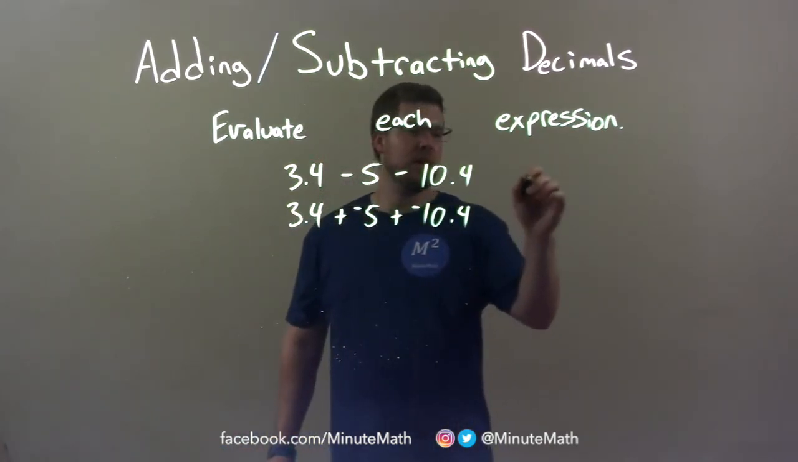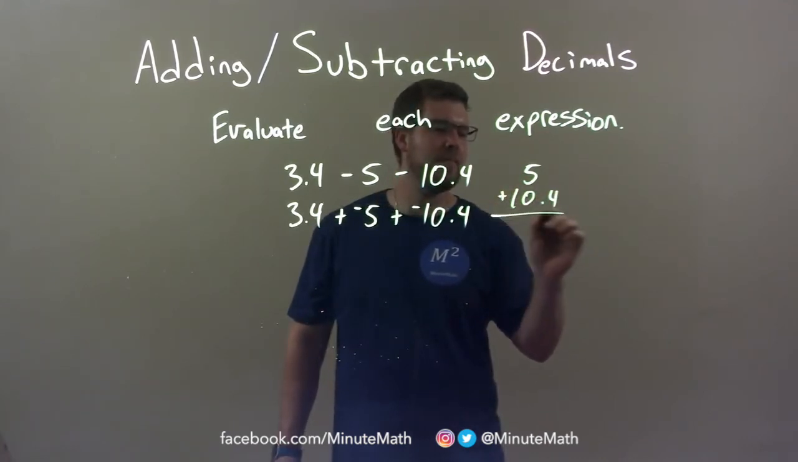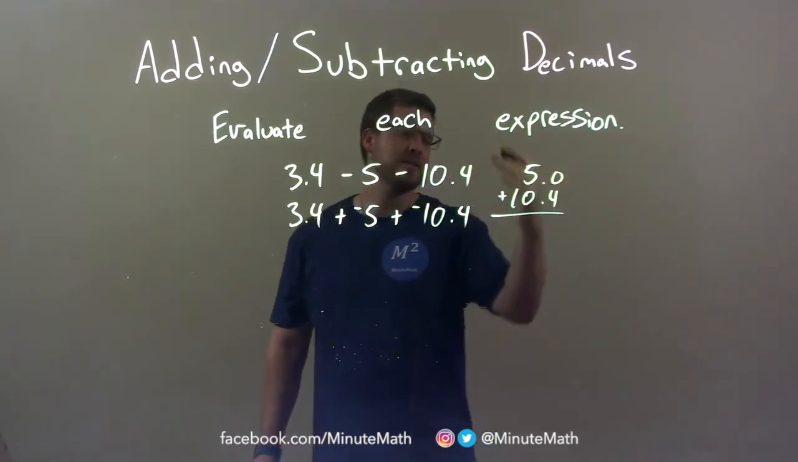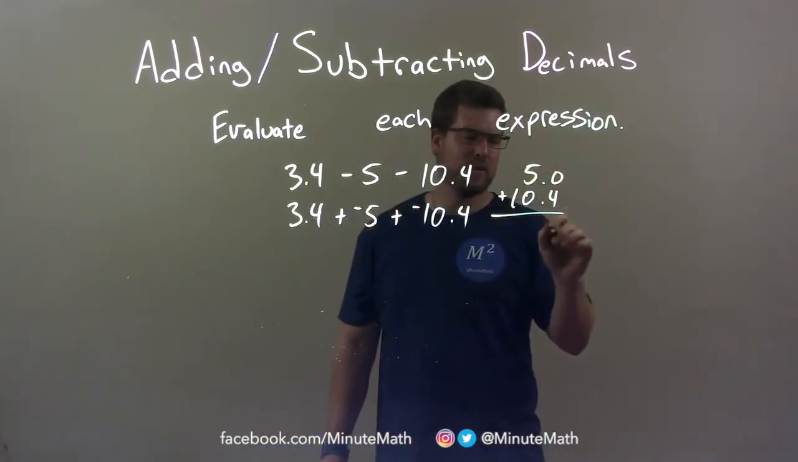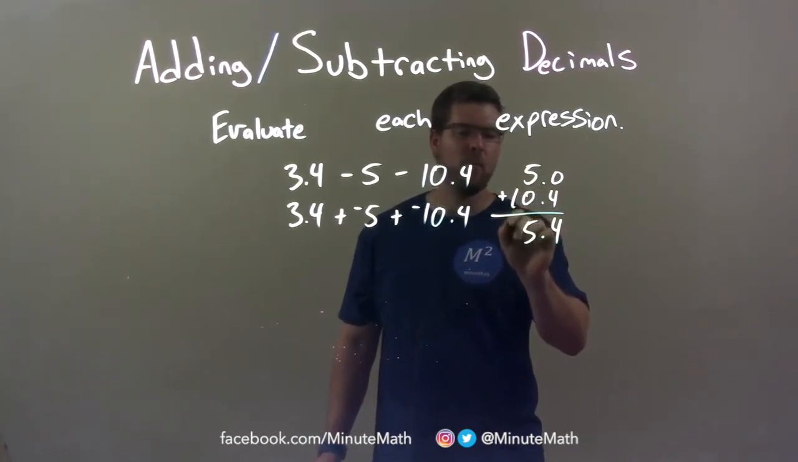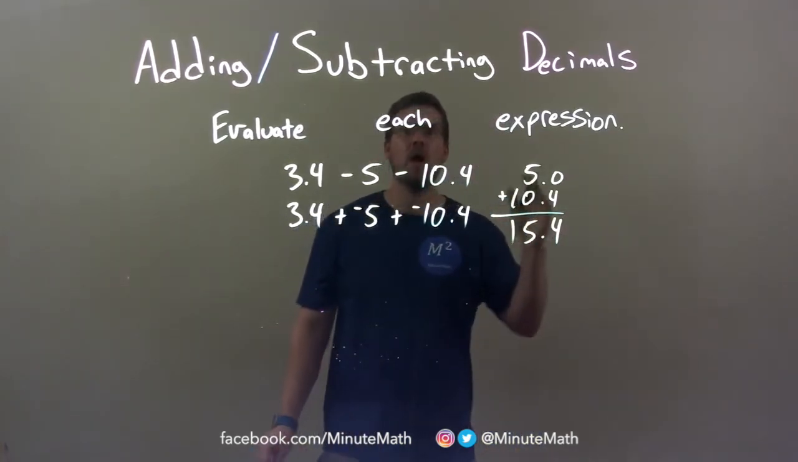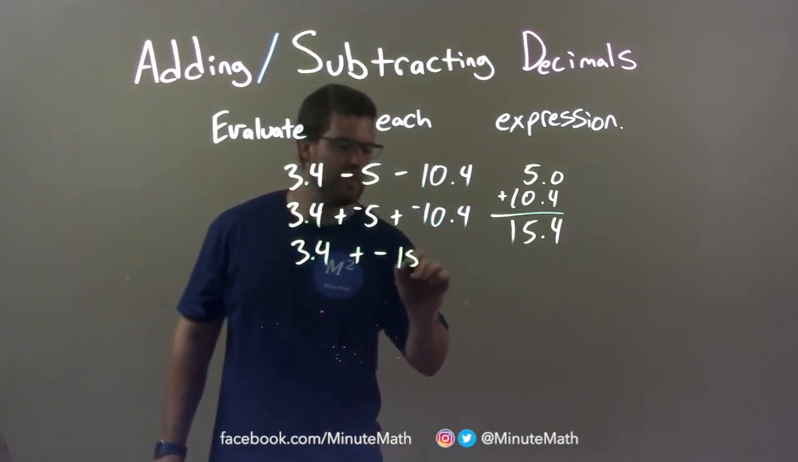So I'm going to do that on the side, just 5 plus 10.4. Keep the decimals lined up if you need to. Right? And I imagine they're both positive, but I know my final answer is going to be negative. So 0 plus 4 is 4. Decimal point stays there. 5 plus 0 is 5. 1 comes down. 15.4. Don't forget it's negative. So we have 3.4 plus a negative 15.4 here.